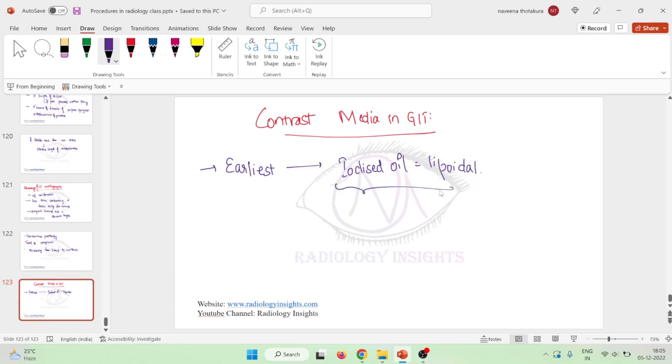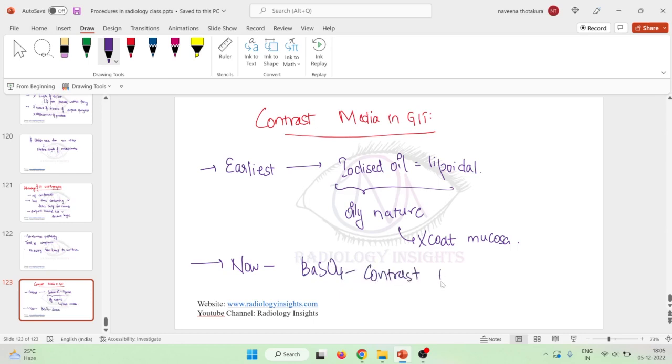And this iodized oil, because it is oily in nature, does not coat the mucosa. But right now the contrast media of choice is barium sulfate. Barium sulfate is actually the contrast media of choice, and thus it is used in different procedures in the recent days.